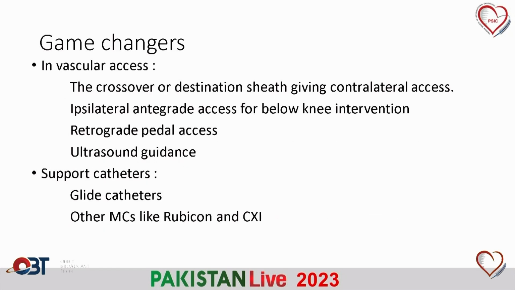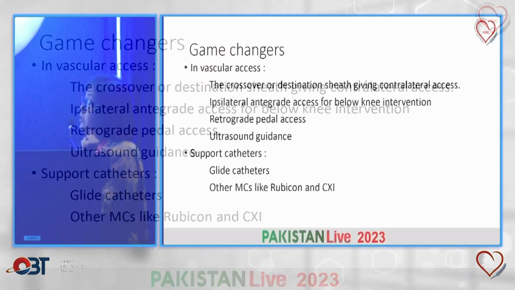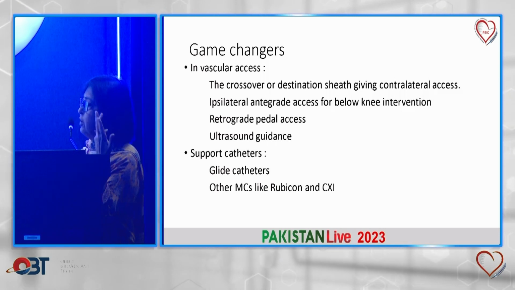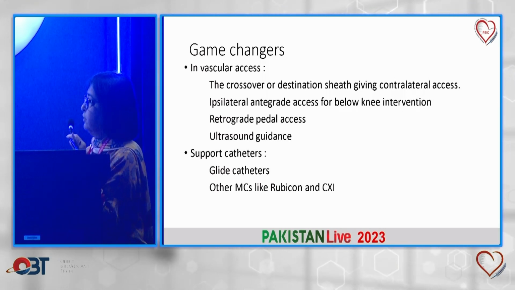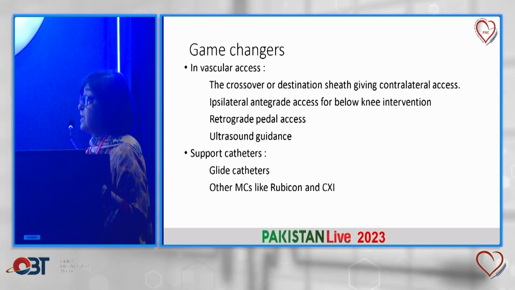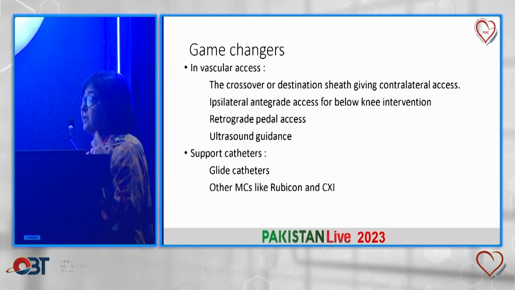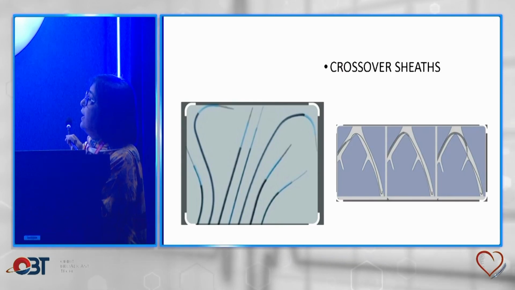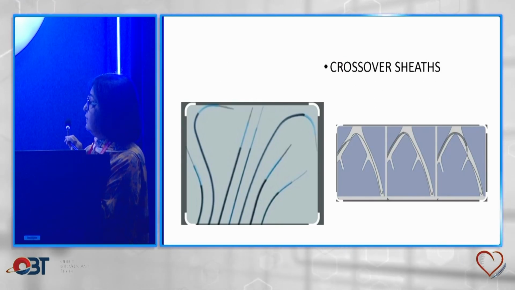We learned the crossover or the destination sheath, which gave us contralateral access. We learned ipsilateral antegrade access for below-knee intervention and distal SFAs. We learned, best of all in the last few years, retrograde pedal access. And we learned the use of ultrasound guidance, which we will talk about more eventually in the next couple of days. And then we learned support catheters, glide cats, microcatheters like the Rubicon and CXI, and they really helped us gain access. And this is what the crossover sheath gave to us.